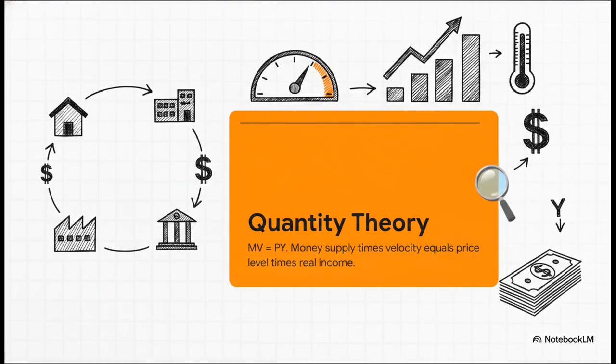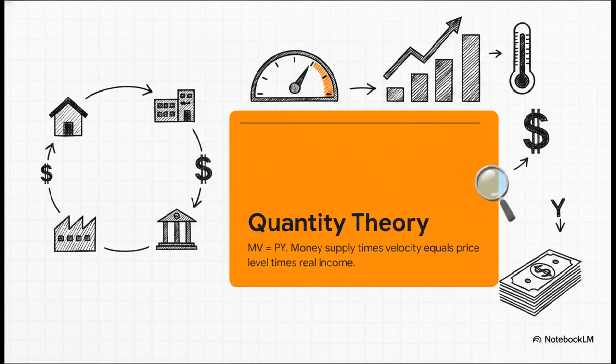To really understand why those prices rise in the first place, economists look at the quantity theory of money, which is represented by this equation, MV equals PY. The most fascinating variable here for sure is the V, the velocity of circulation. This measures how many times a single dollar travels around the economy from households to firms and back again in a single year. If the money supply, the M, increases rapidly while the velocity and real output stay stable, the direct mathematical result is an increase in P, the general price level, and that is exactly what inflation is.